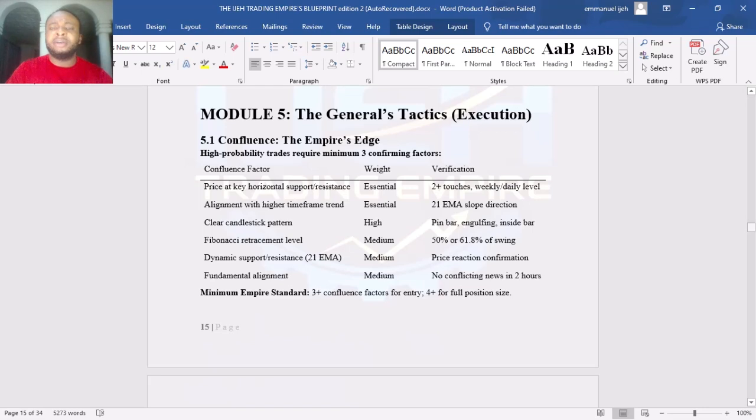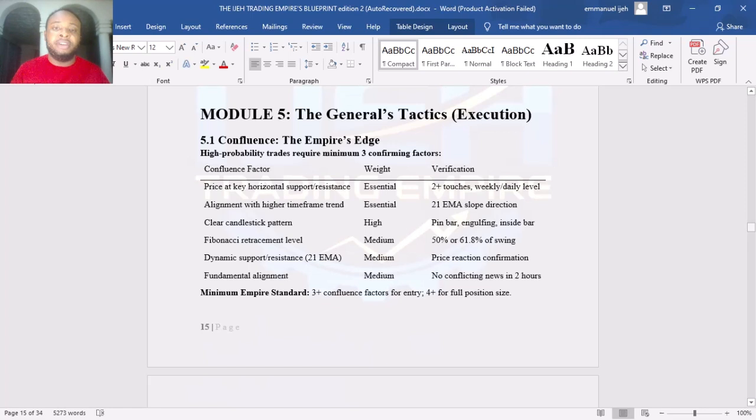Let me put it in a very simple way so that it won't confuse anybody. By confluence, I mean things that must be there before execution, things that must align with your analysis, things you need to take note of to avoid unnecessary losses.